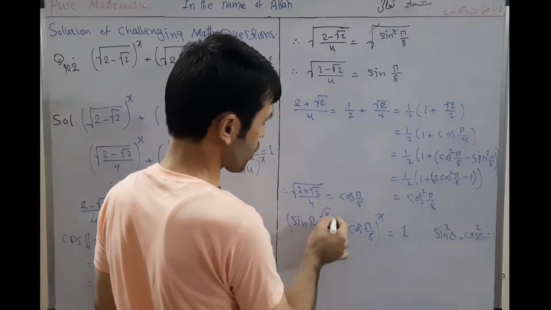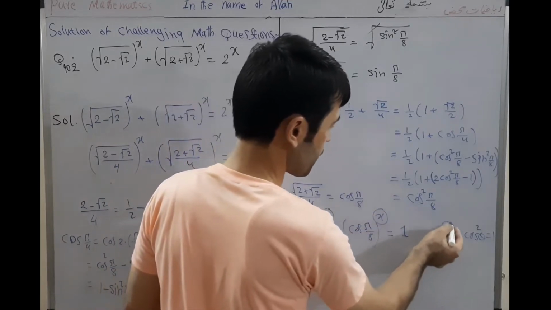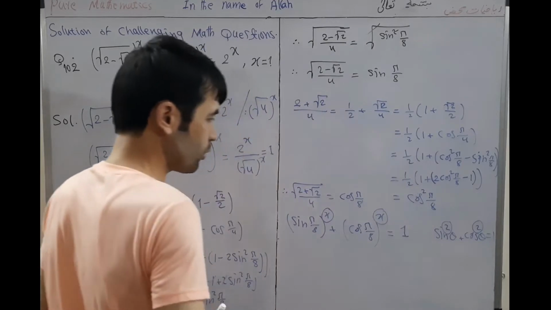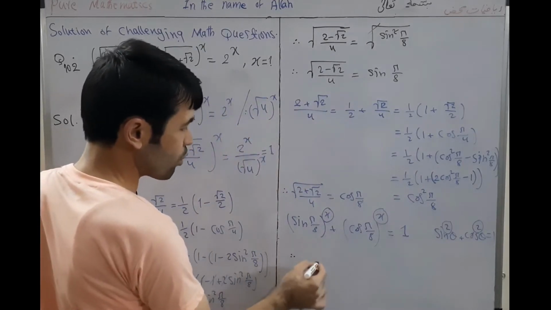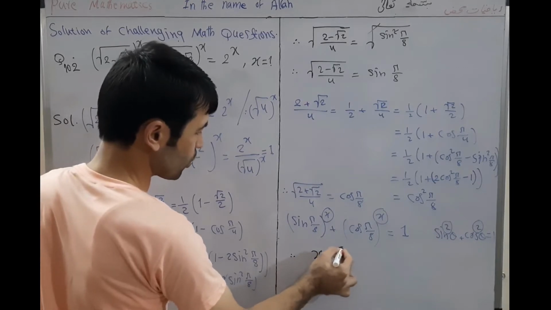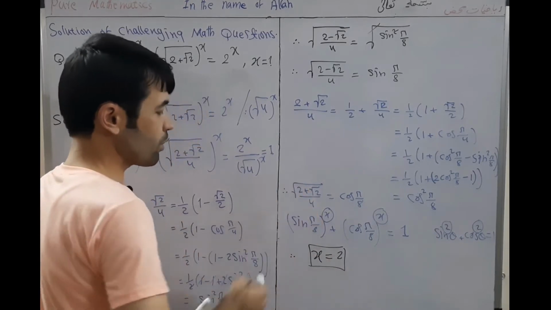X should be how much? X should be equal to 2. Therefore, the value of x is equal to 2. It is the value of x.